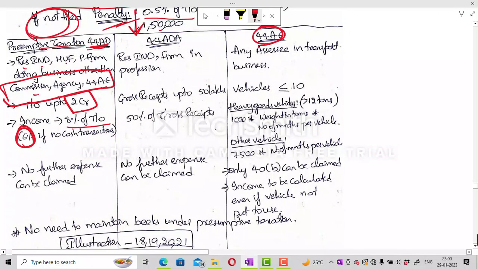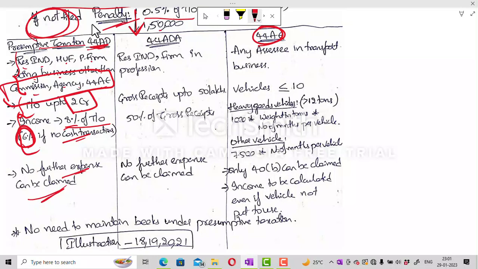Okay. Don't confuse between them. One is tax audit and the other is presumptive taxation. In presumptive taxation, if no cash transactions, we have to pay 6% of turnover instead of 8%. In usual cases it is 8%, and no further expenses are allowed. Okay, that's it. Specified persons having this amount of turnover should declare this income. This is the presumptive taxation for 44AD.